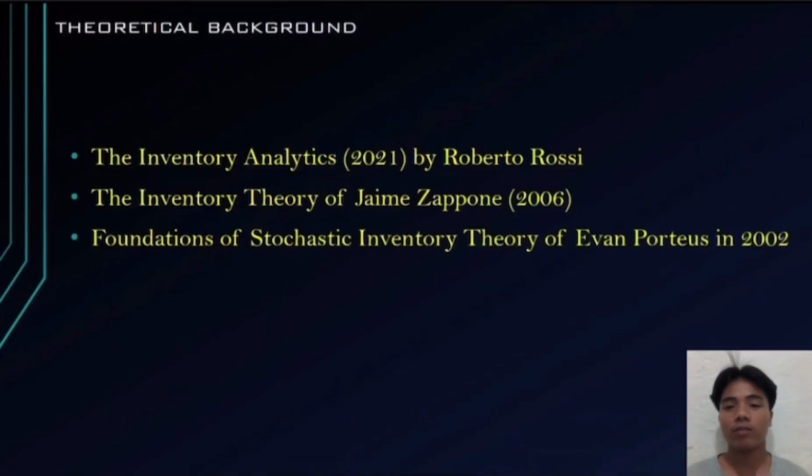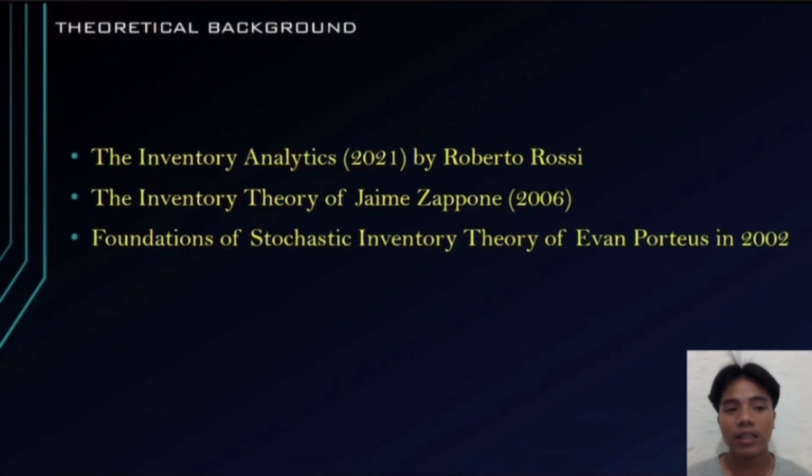Second, we have the Inventory Theory of Jaime Zapon, 2006. This paper includes the derivation of Leibniz's rule that aids in the stochastic model's derivation. This essay assumes the reader is familiar with the fundamentals of mathematical statistics to better understand and efficiently do inventory logs in the company.